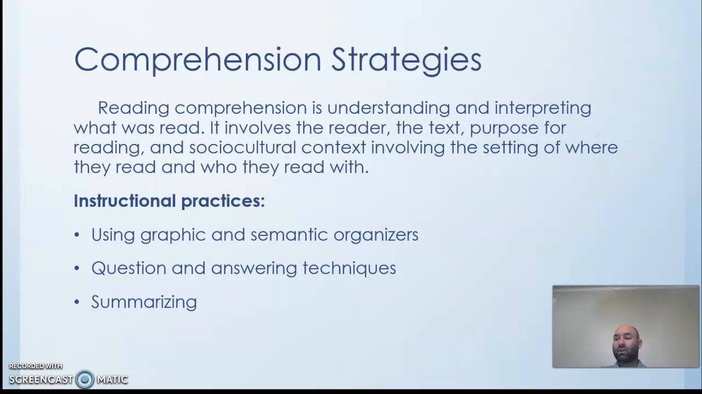When we're talking about graphic and semantic organizers, this is text structure, which focuses on physical features. Say if we're in a book, we're going to look at the table of contents, the chapter headings and subheadings, the paragraph organization, and any visual aids that they may have. With the semantic organizer, we're going to learn about whether they are talking about the beginning, the middle, or the end of a story.